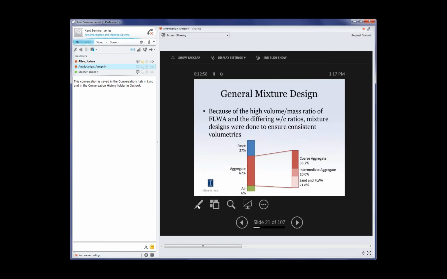Because these lightweight aggregates have a high volume mass ratio, we had to do the mix designs volumetrically to ensure that each of the 15 different mixes had the same exact paste content and aggregate content. We wanted to make sure we could actually compare all these mixes. So all these percentages are volume percentages within a concrete mix. And of the 21.8% volume of sand and lightweight, the numbers you'll see later on indicating, let's say, 18% lightweight, 30% lightweight, is 30% of the 21.8%. So just keep that in mind when these numbers are being tossed around.